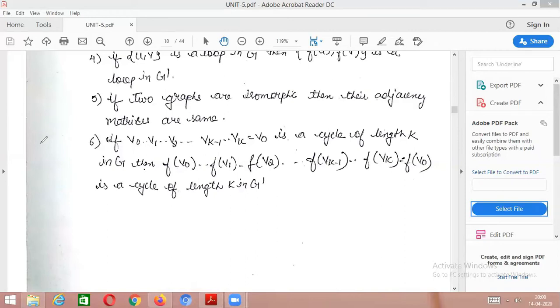Okay, if the two graphs are isomorphic, and you discuss the first graph's properties, then automatically those are all the properties of the second graph also. That is the isomorphism speciality. Okay, so now we'll see problems on this.